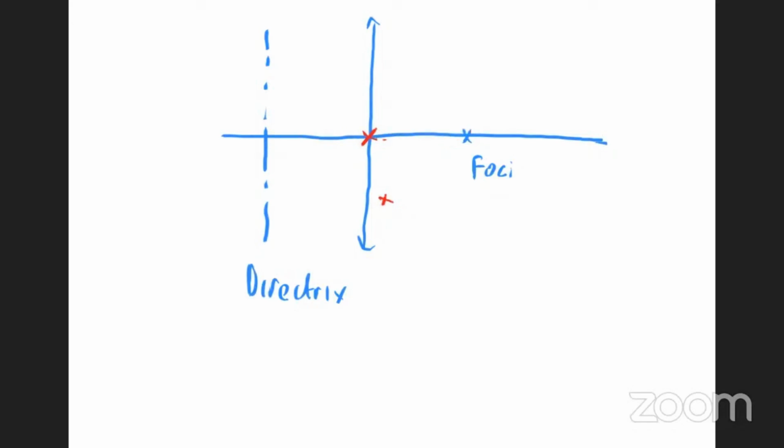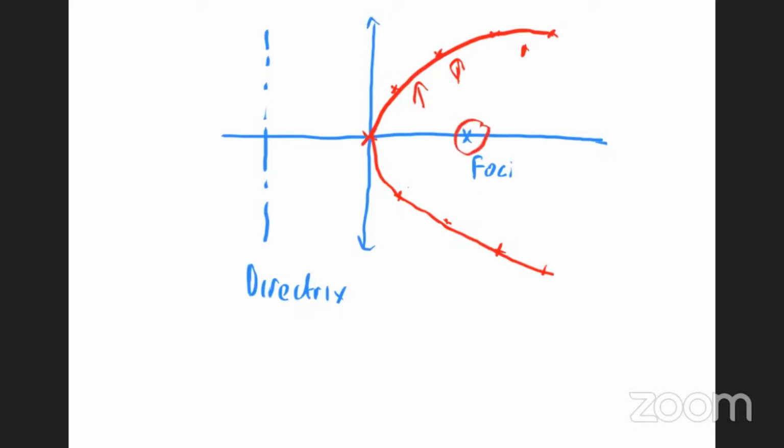If you were to plot it out, you will get something like this. Right, not perfectly to scale, but it will look something like this. And that shape is your parabola. Every single point on the parabola is the same distance from the focus and the directrix.